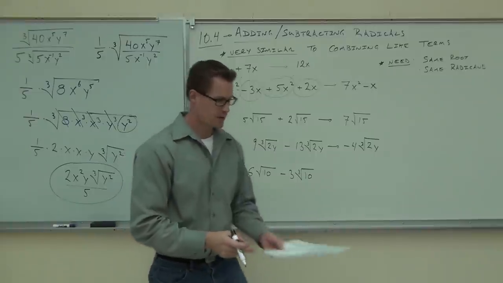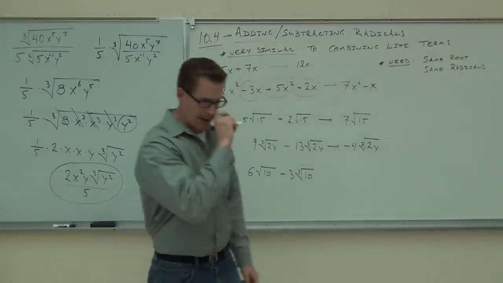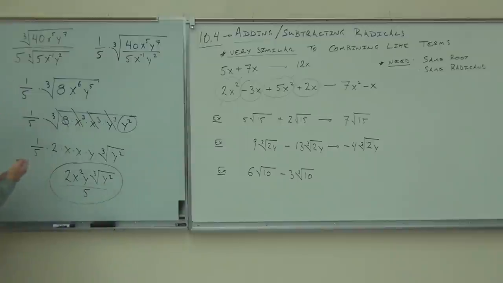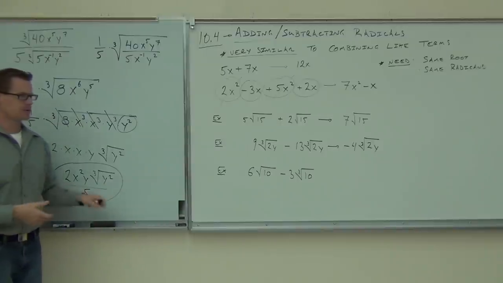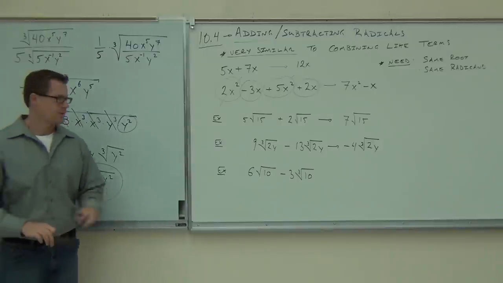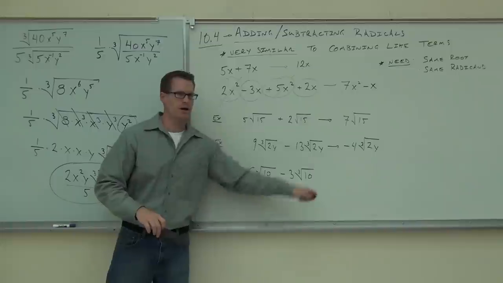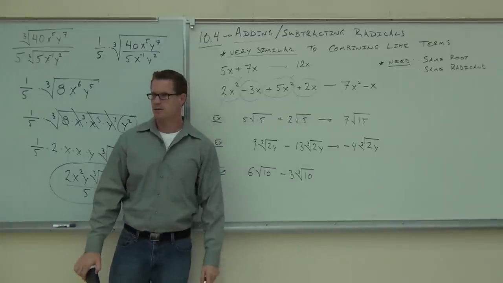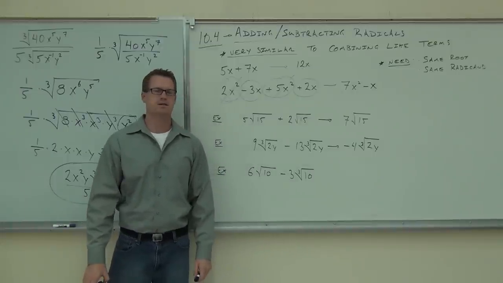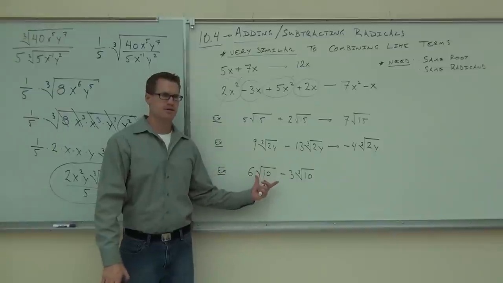How much are we going to get out of that one? Wait a minute, why not? Well, wait, I have a 10 and a 10, and there's a root around that. You mean I can't do that still? Right, one's cubed and one's squared. Oh, I see. So this would be like having a different power.